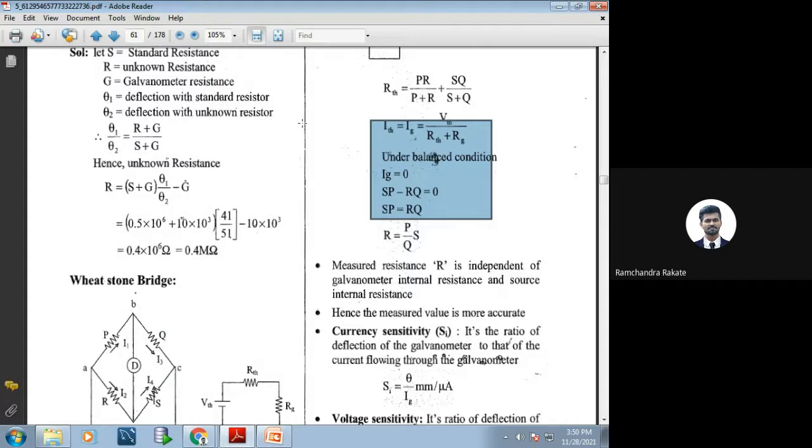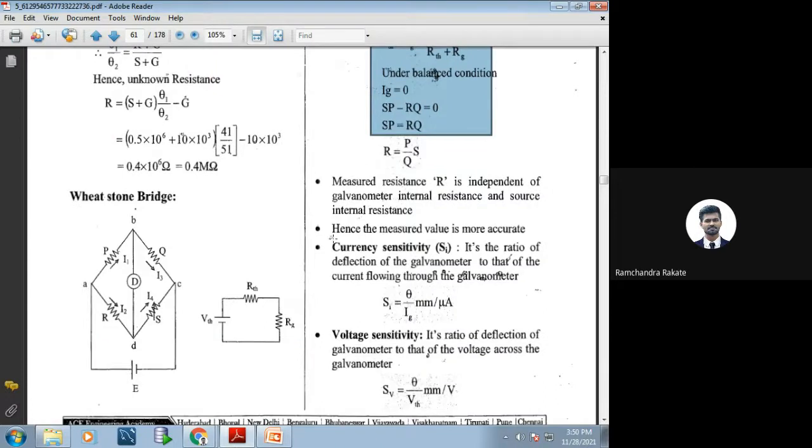Now if I say this is one of the best, most accurate measuring devices for the measurement of current sensitivity, how? Let us see. Current sensitivity is the ratio of deflection of the galvanometer to the current flowing through the galvanometer.